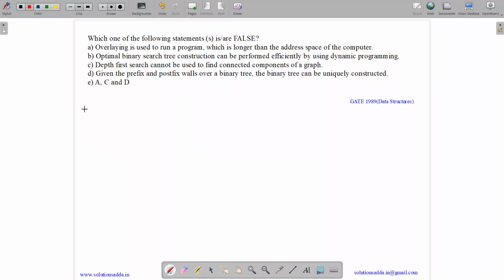Let us see all the options one by one. So what is an overlay? So overlaying is basically a concept which is used to increase the address space usage when physical memory, like we have RAM as physical memory, is limited. When we have limited physical memory on the systems, overlaying is used. But the question is asking overlaying is used to run a program which is longer than the address space of the computer.